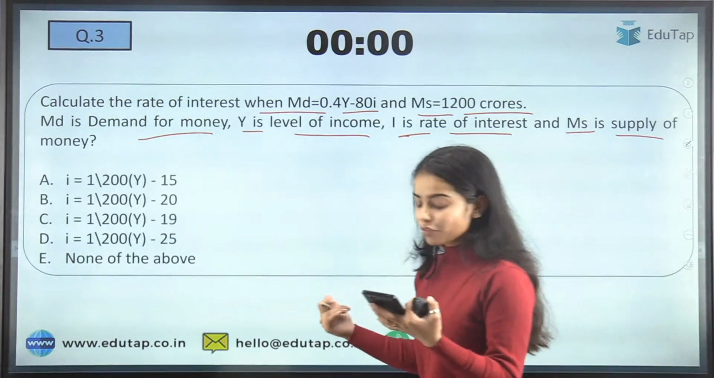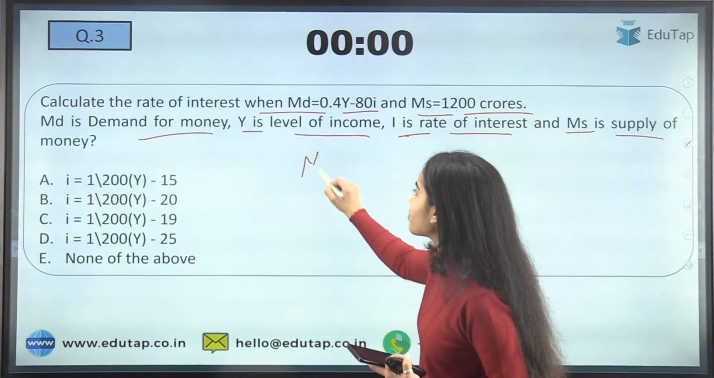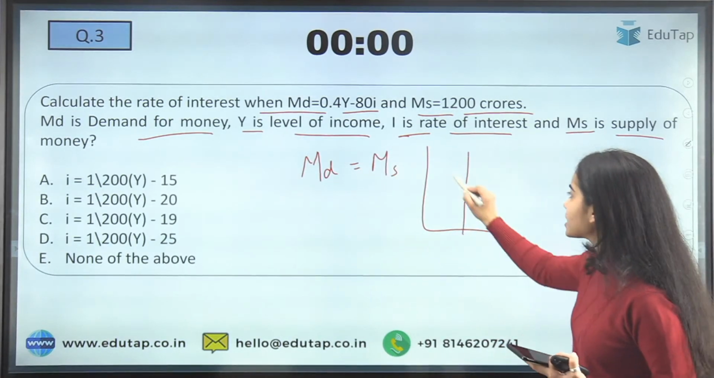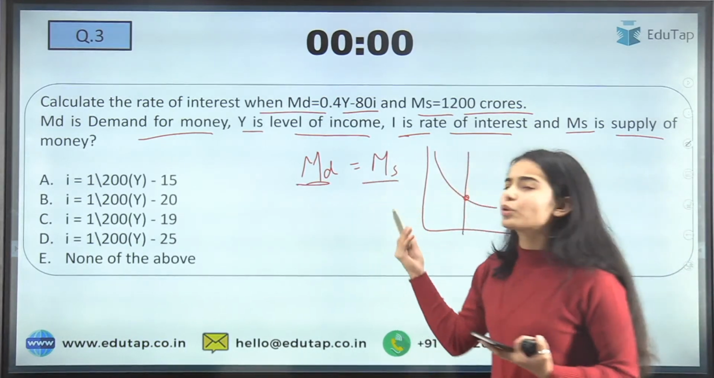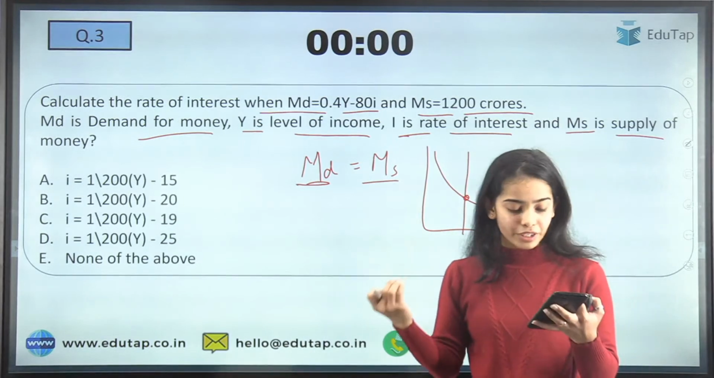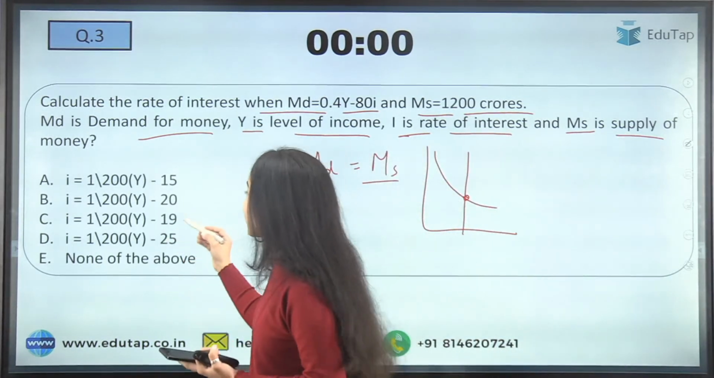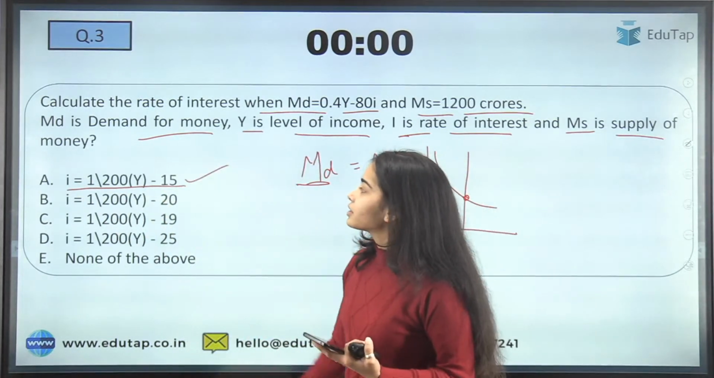So what should be the answer of this one? See, the equilibrium level of rate of interest means where the money demand is equal to money supply. Here you just have to put the equation and the answer will be with you. Venkat is saying C, but no, try to solve it. The answer will be A.